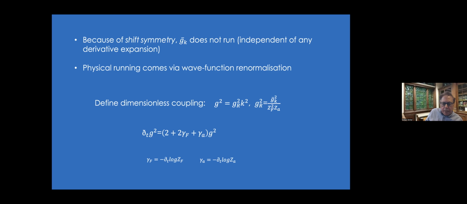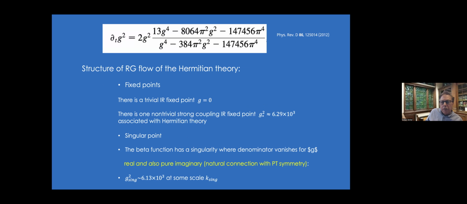And so if you work that out, you will get an equation for the running of the coupling, which is 2 plus 2 gamma F plus gamma A, times G squared, where gamma F is basically minus d by dt of the logarithm, the anomalous dimension, and gamma A is the anomalous dimension associated with the gauge field, with the axion. So when you do all of that from this paper of 2012, you get this equation.